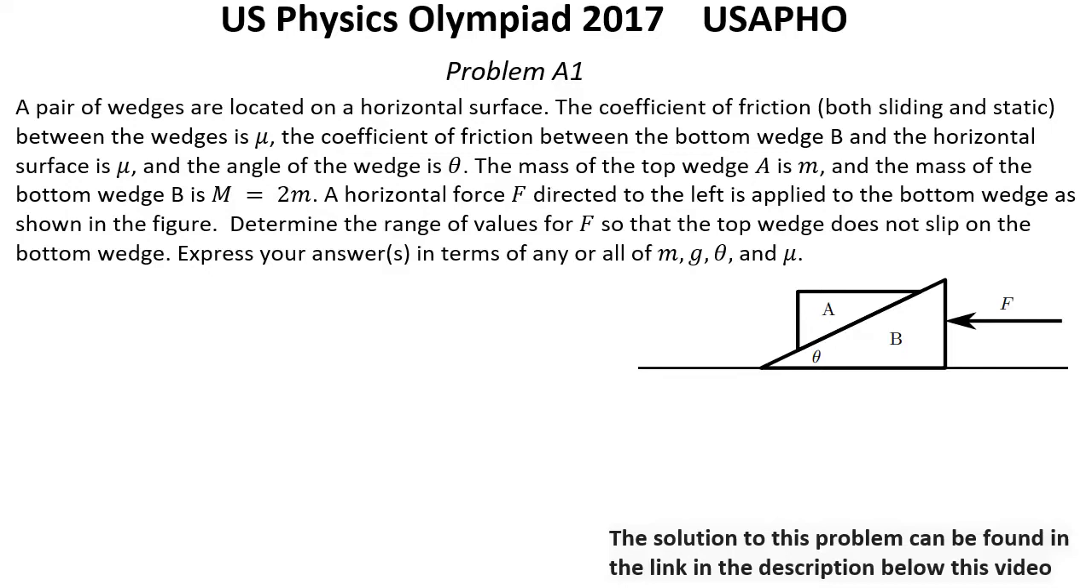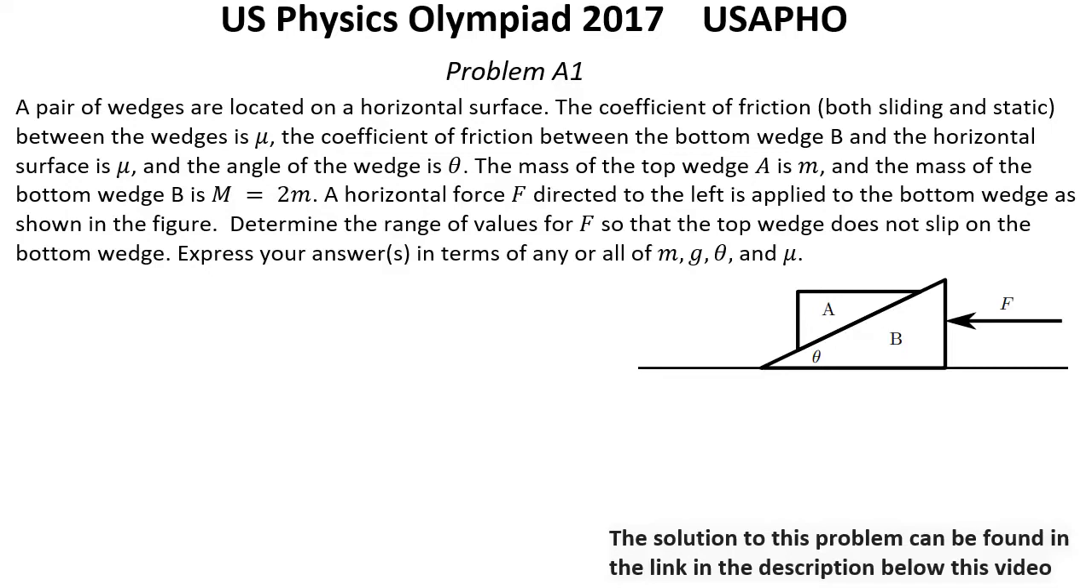Problem A1. A pair of wedges are located on a horizontal surface. The coefficient of friction, both sliding and static, between the wedges is mu. The coefficient of friction between the bottom wedge B and the horizontal surface is mu. The angle of the wedges is theta. The mass of the top wedge A is m, and the mass of the bottom wedge B is 2m.